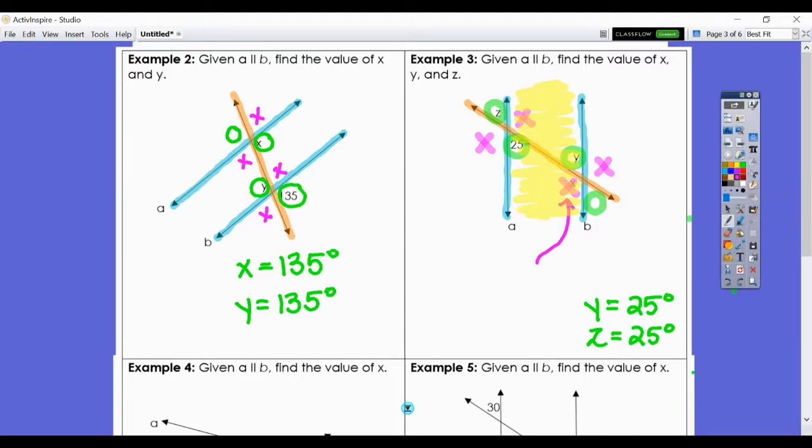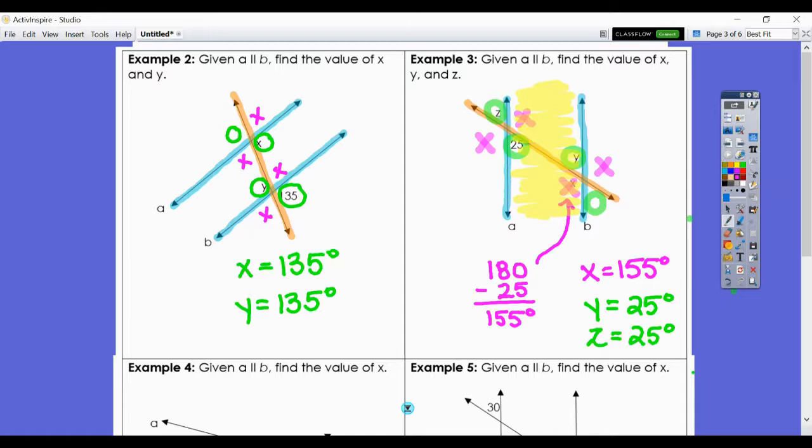So I do 180 because that's what supplementary has to add up to, and I subtract the 25 that I know. Whatever is left for the x is when I subtract 25 from 180, because then I can add the 25 back to get to 180. So this comes out to be 155 degrees. So my x in this case is going to be 155 degrees.